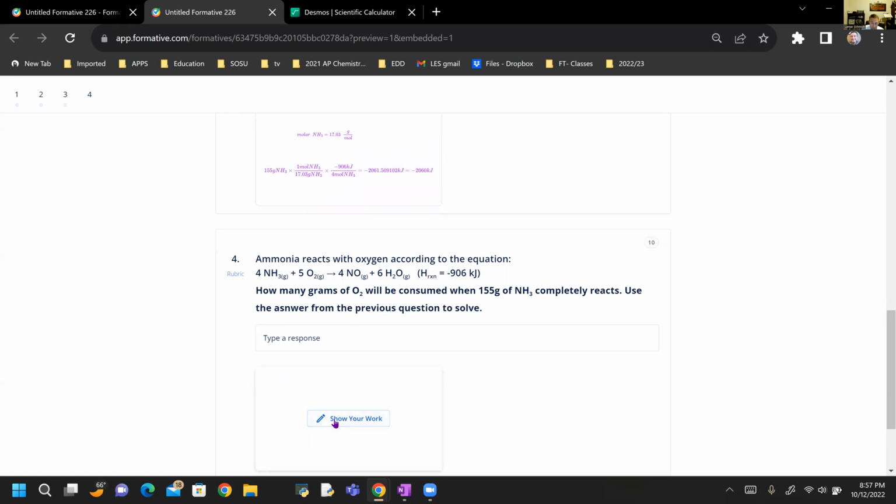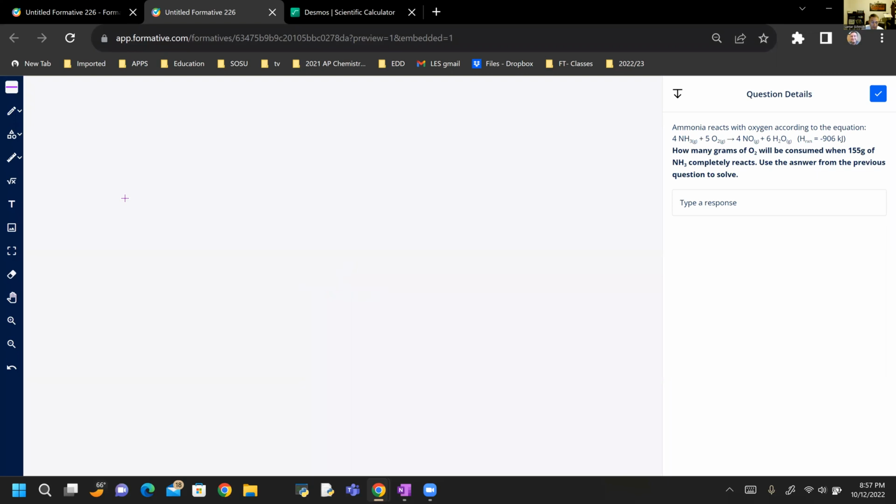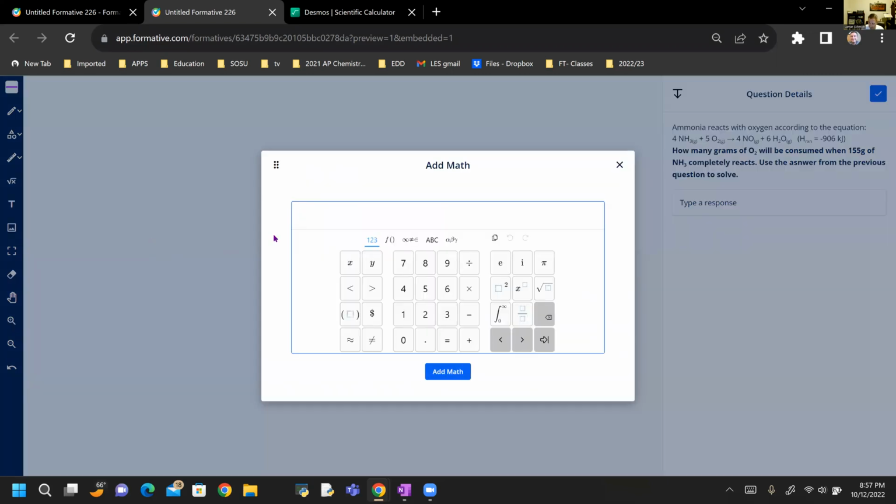So let's do that real quick. So we got negative 2,060 kilojoules, and we want to go into mass of oxygen. And so we know we're going to use our conversion factor, negative 906 kilojoules. Sorry, negative 906 kilojoules is equal to how many moles of oxygen? That's right, champ. 5 moles of oxygen.